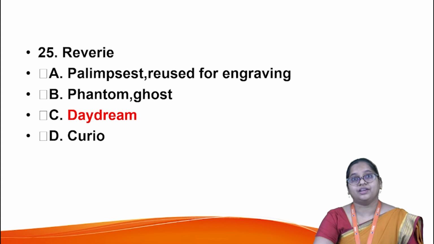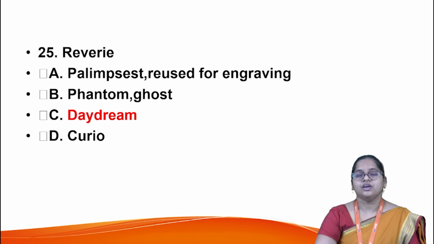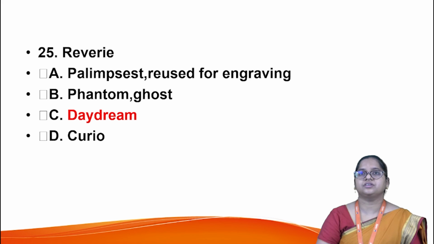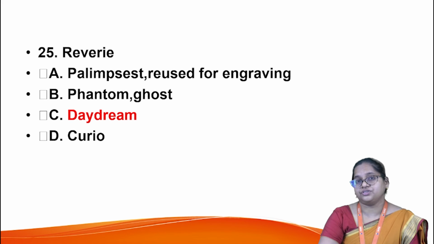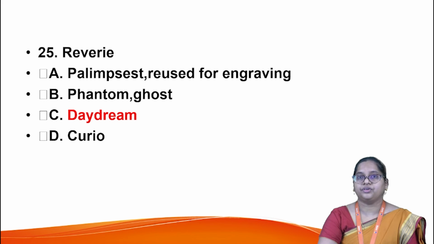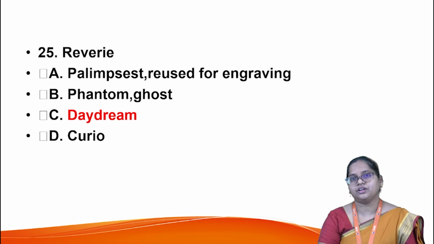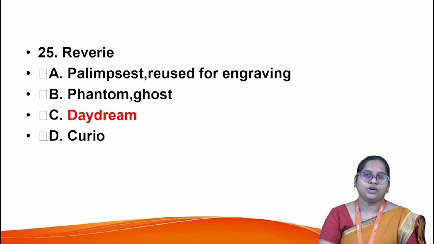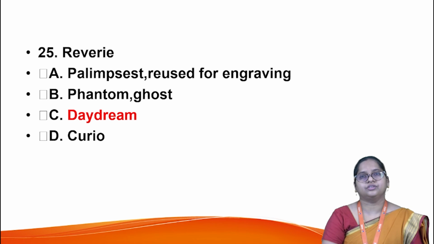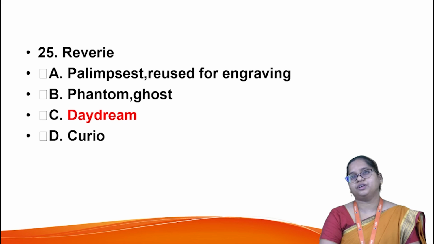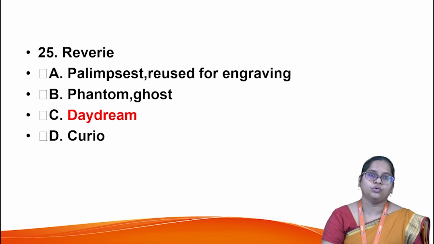Reverie. When we say reverie, it's a reverie that I experienced yesterday. That really shocked me when you say this. So the options given are palimpsest, phantom, daydream, curio. Palimpsest is something which is used again and again for engraving, like a reusable object where you can engrave anything on it.